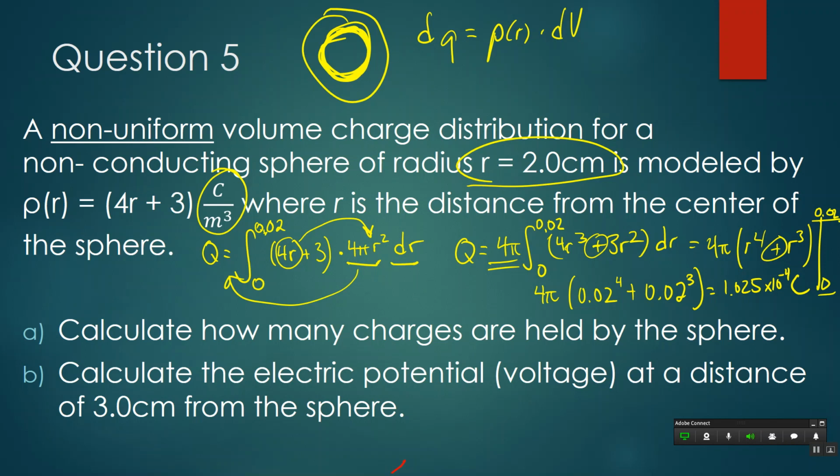And B, calculate the electric potential voltage at a distance of 3 centimeters from the sphere. Well, that's easy. Now we just do V is equal to kQ over r. And that is going to be k, or 8.99 times 10 to the 9, multiplied by Q, which we just solved, is 1.025 times 10 to the minus 4 coulombs, divided by r, which is 3 centimeters from the surface of the sphere. So therefore, that means it's 5 centimeters from the center of the sphere.